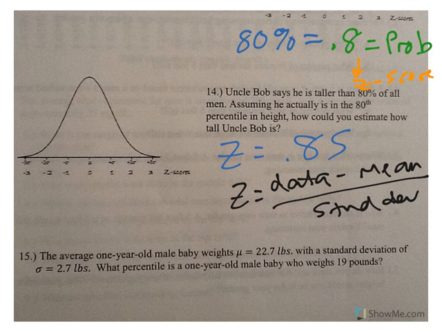Let's go back now to number 15. I want you guys to try 15. For 15, we have the average 1-year-old male baby weights: the mean is 22.7 and the standard deviation is 2.7. What percentile is a 1-year-old male baby who weighs 19 pounds?